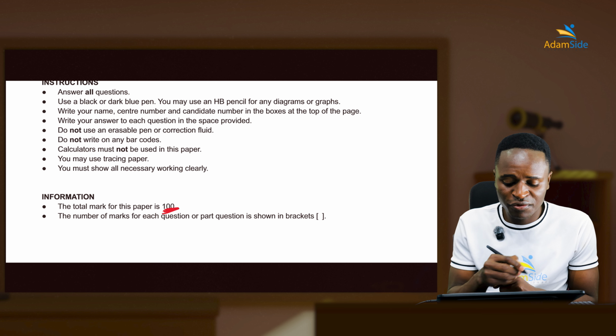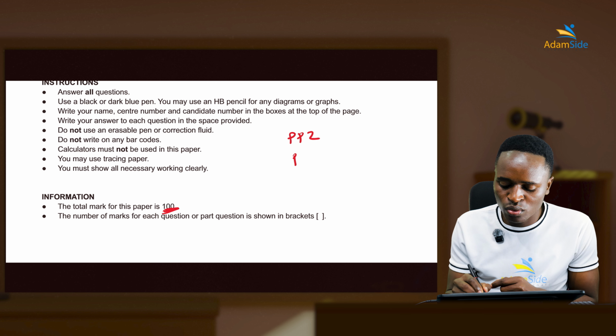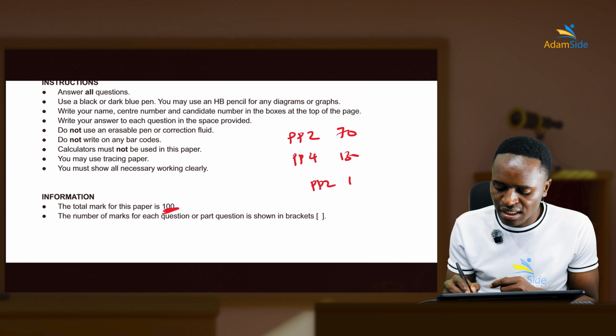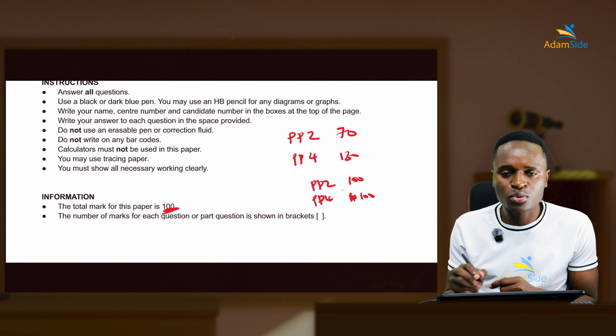The total marks is now out of 100. Before they changed the syllabus, paper 2 was out of 70 and paper 4 was out of 30. But right now paper 2 is out of 100 and paper 4 is also out of 100. The marks have been distributed equally.